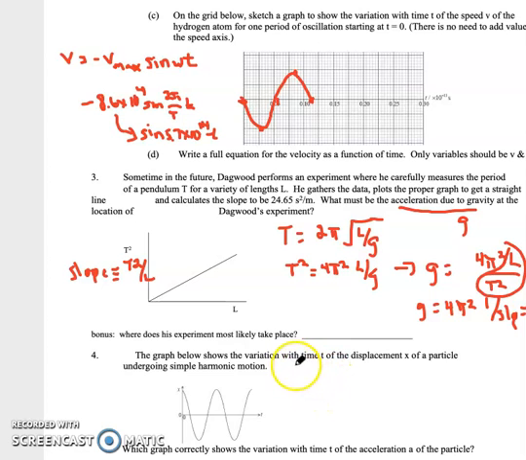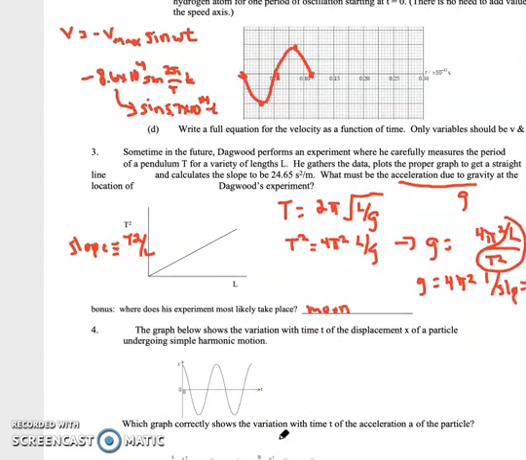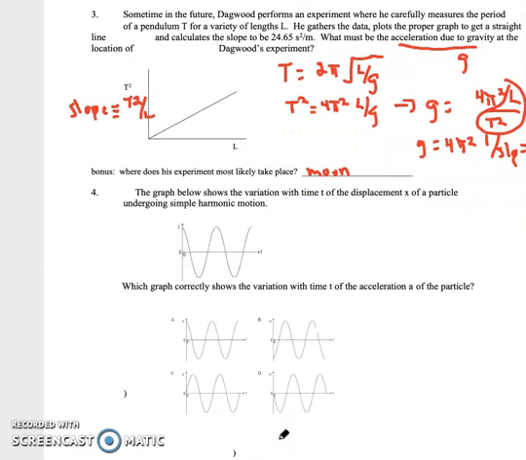Okay, I'm not sure if this is still on a quiz. Where is this most likely? That's the moon. I don't know if you remember, that's what g is on the moon. All right, next is a multiple choice.